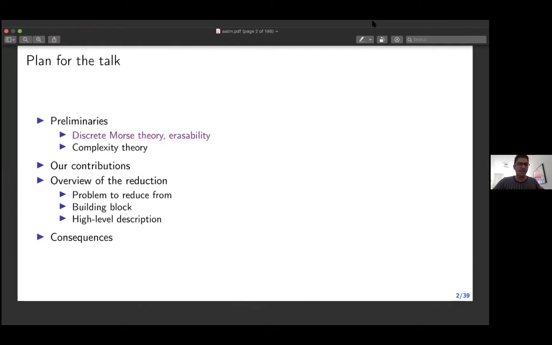The plan for the talk is that I'll first talk about some preliminaries. I'll recall some elementary notions from combinatorial topology, and then I'll say a few words about complexity theory. And then I'll talk about our contributions, and I'll conclude with the reduction that's used to establish these hardness results. And then I'll talk about the consequences of these hardness results.